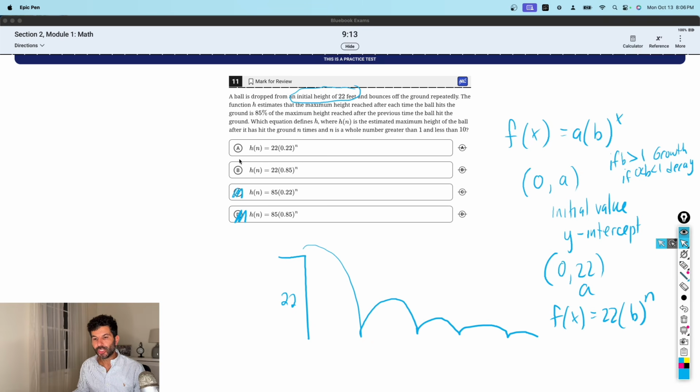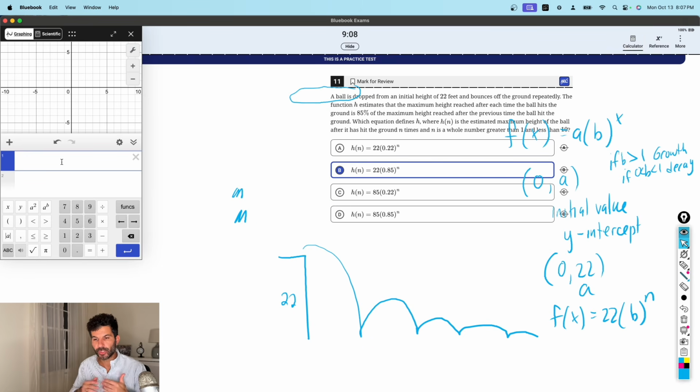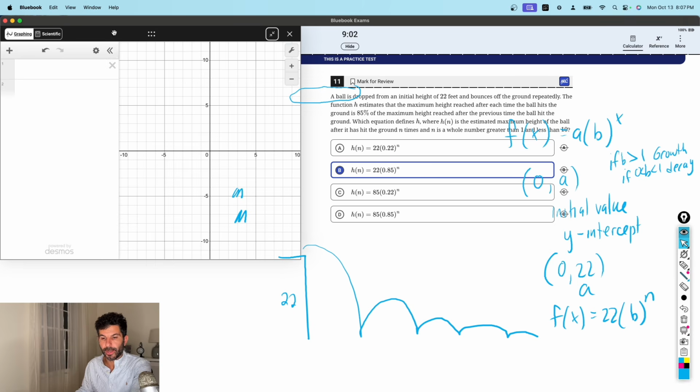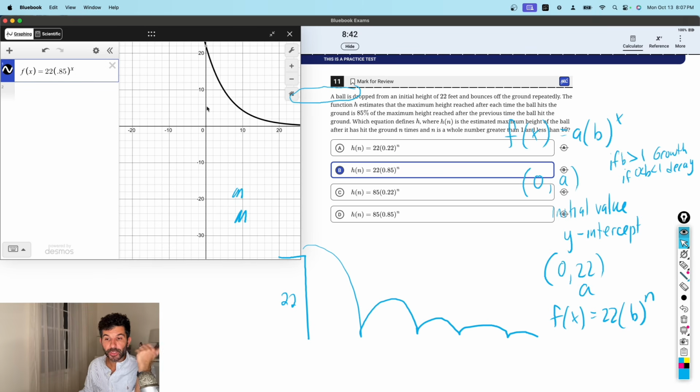Now, to check this using Desmos, this could be something that I could bring Desmos in. If I were to just say to myself, let's look at what a table would look like with that function. If I were to say f of x equals 22 times 0.85 raised to the x, I have a graph, which is great.